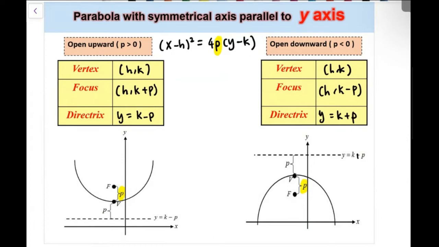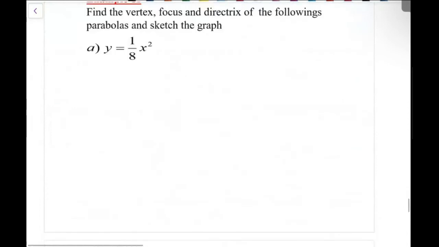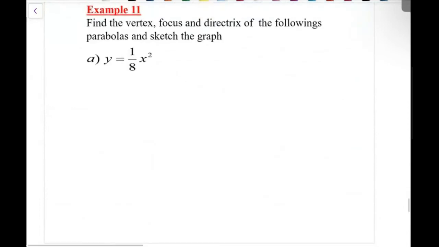Okay. So that's the general form for parabola. Let's do some examples to check our understanding. Example next one, we have to find the vertex, focus and directrix of the following parabola and sketch the graph. Our equation is y equal to 1 over 8 x squared. If we compare with the standard equation of parabola, it is (x minus h) squared equal to 4p (y minus k).